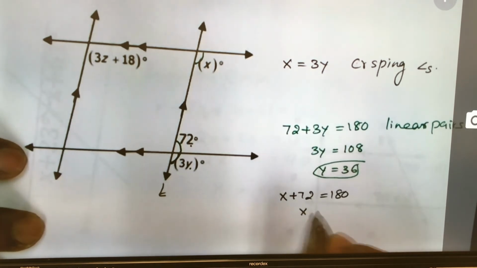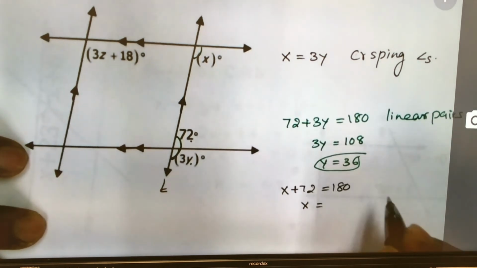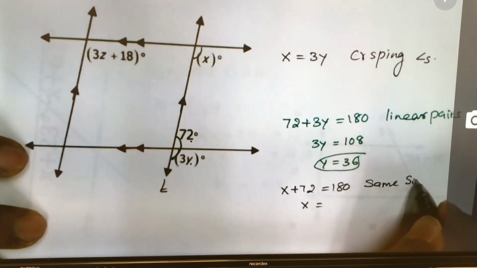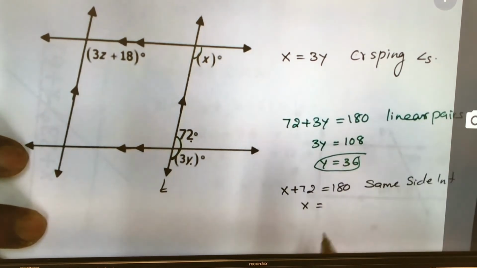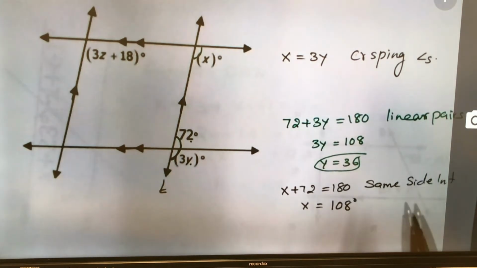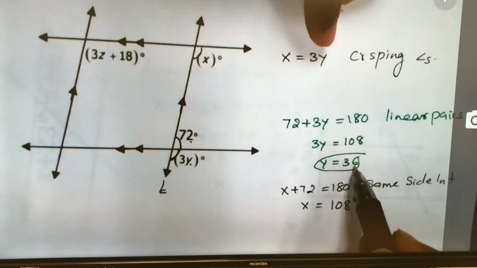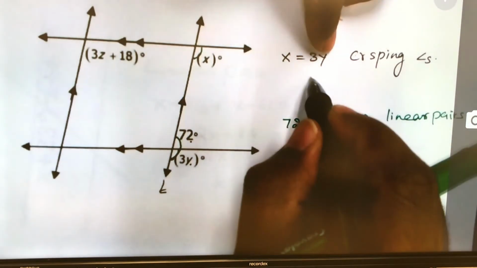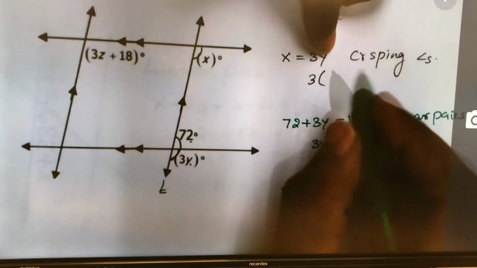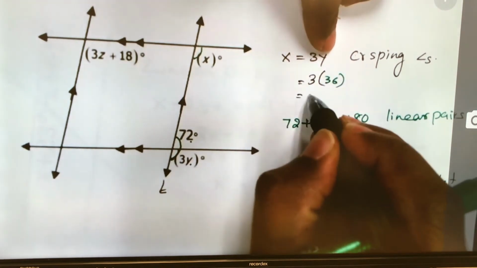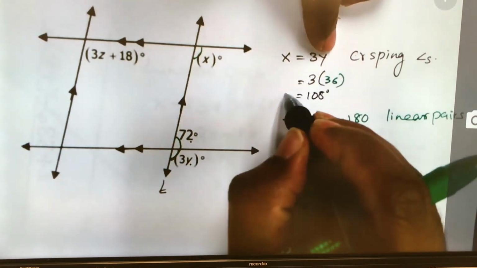Solve for x, so subtract 72. They are same side interior, so they add up to 180. You get 108 degrees. Or as I said at the beginning, since we know the value of y, you can plug in y there. So y is 36. So you can write x is equal to 3 times 36. Look at here, you get the same answer. x is equal to 108 degrees.